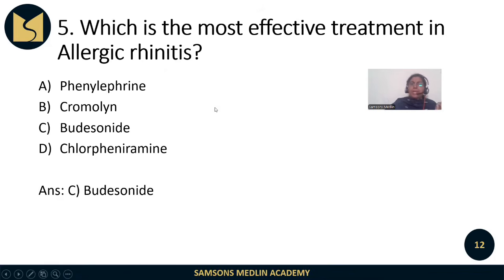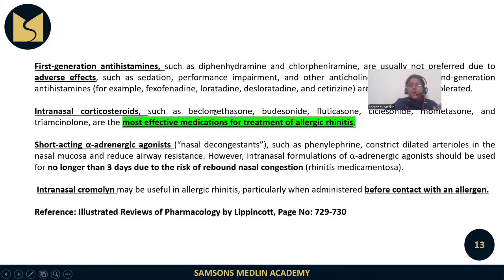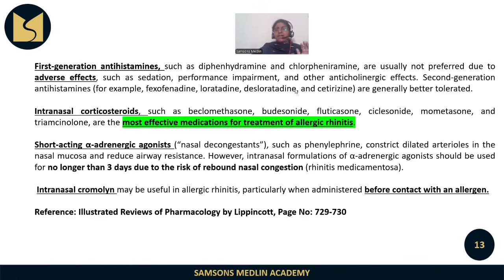Okay, so you might be familiar with these drugs in the case of allergic rhinitis. So almost all these drugs, except chlorpheniramine, you can use in the case of allergic rhinitis. What is chlorpheniramine? It is a first generation antihistamine.